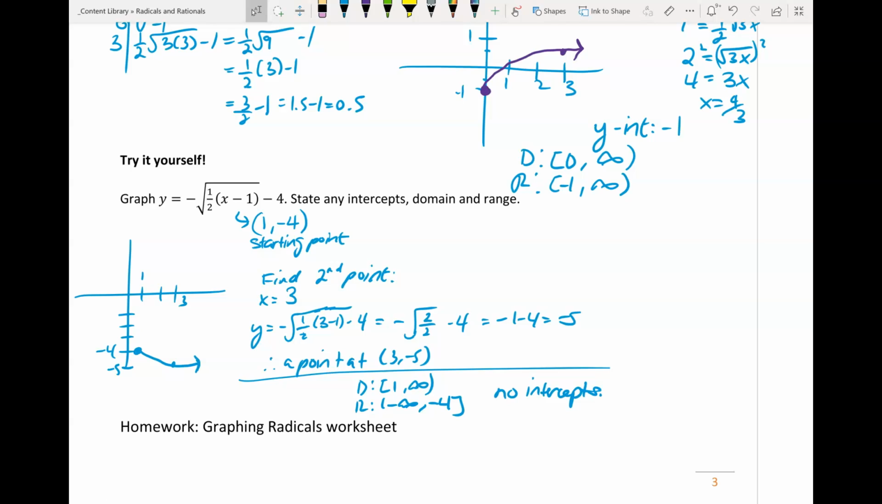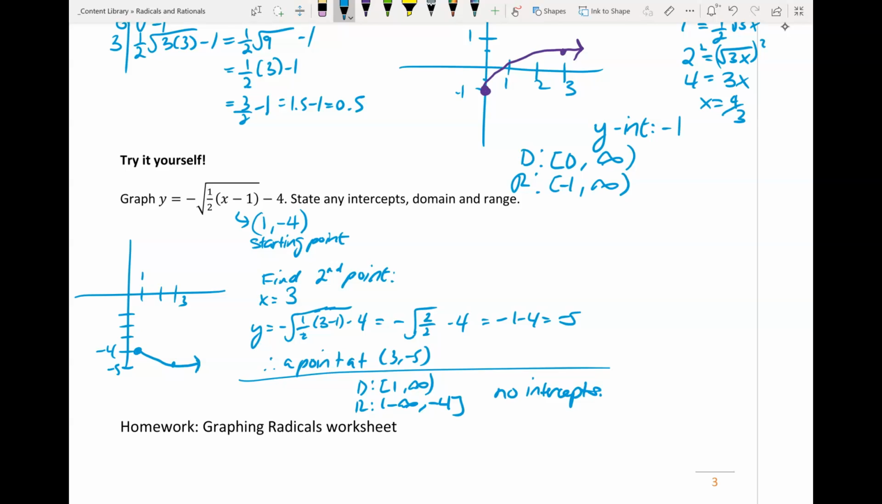Here is the solution to that try it yourself. So your starting point is at 1, negative 4. Then you want to find the second point. So I just said that we could find another point with x equals 3. And I picked that for a reason.